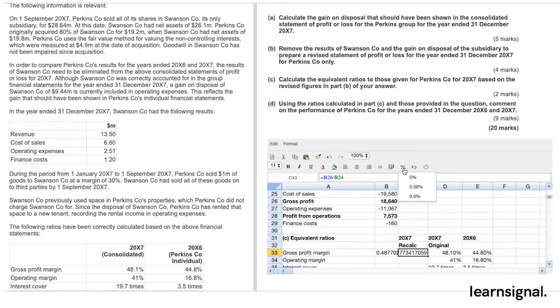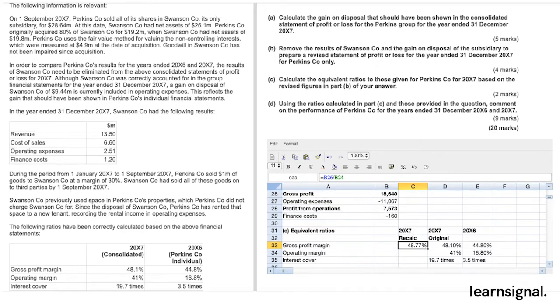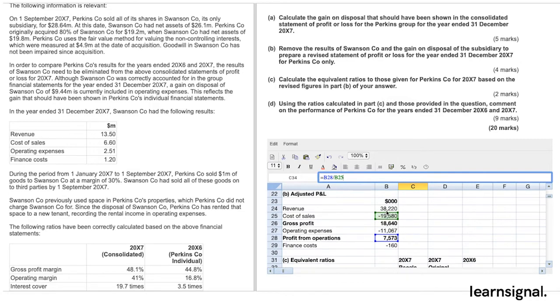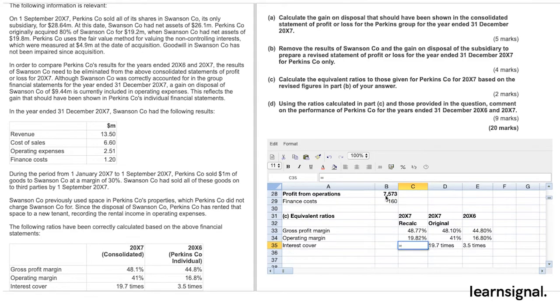What I've done here is copy down the gross profit margin. And then if you click on the formula, you'll see what cells are active. So for the operating margin, you want profit from operations, which is 7.5 million, and you want revenue again. So you can drag your cells up and make sure you get the right ones. And then finally, your interest cover. And your interest cover is your profit from operations divided by your finance costs.